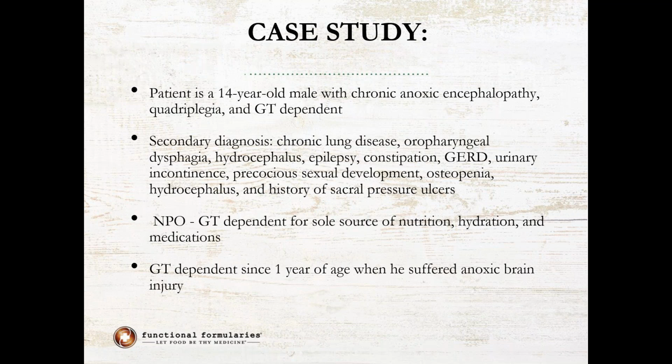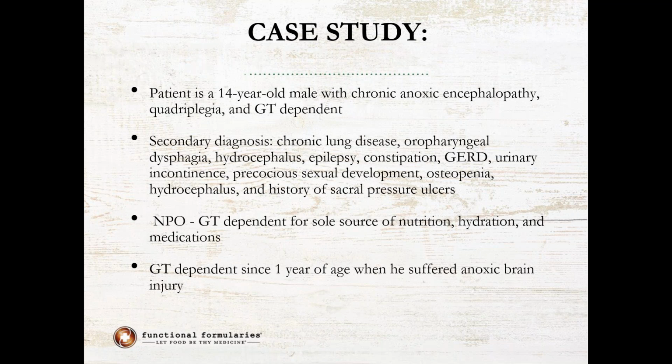So we're going to look here at a case study comparing a patient that was on a standard polymeric formula, then switched to a peptide-based formula due to intolerance. So this was a 14-year-old male, and he has chronic anoxic encephalopathy, quadriplegia, and is G-tube dependent.